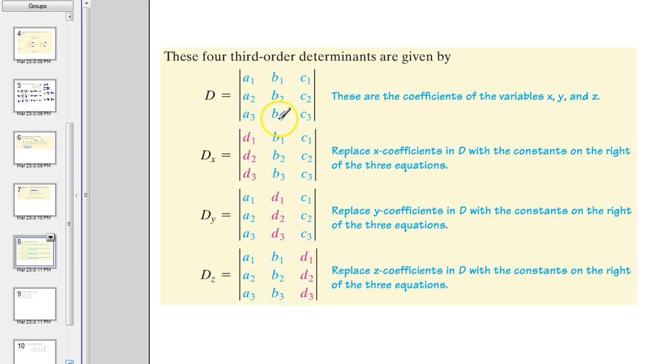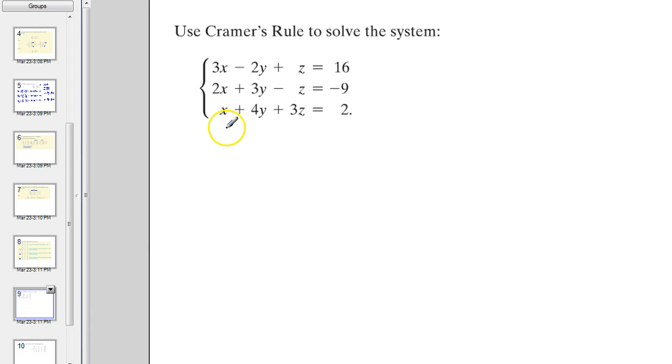So there's the original coefficient matrix. And then you replace x. I'm solving for x, so I replace the x column with the constants. When I'm solving for y, I replace the y column with the constants. And when I'm solving for z, I replace the z column with the constants. So first of all, let's just come up with D. Let's take little baby steps into this. D is going to be equal to the determinant of the coefficient matrix. So here's our coefficient matrix.